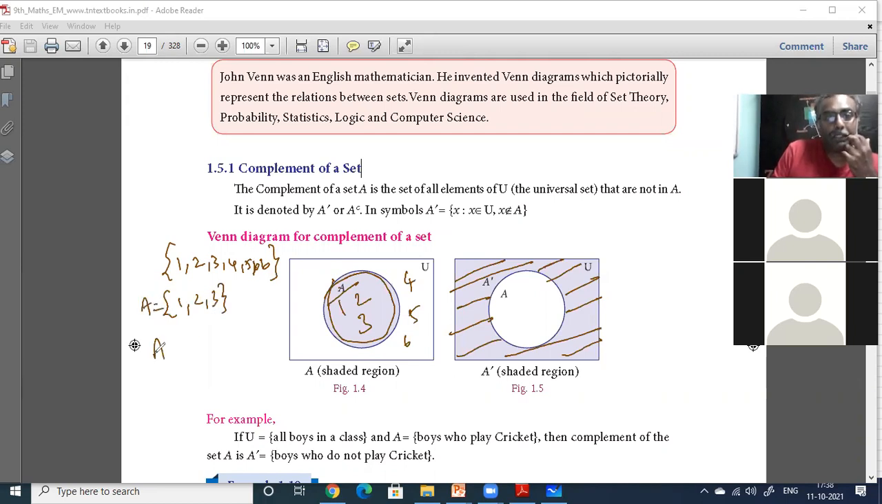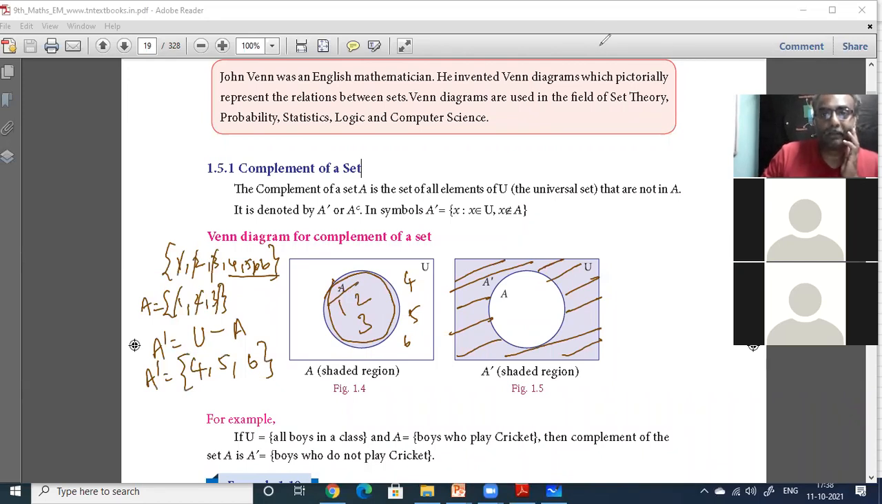A complement is nothing but universal set minus A. In the universal set, you subtract this. What is remaining? 4, 5 and 6 is remaining. So 4, 5 and 6 equal A complement. Okay, that is how you do A complement. From shading you can easily understand.